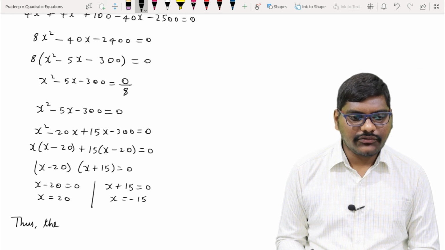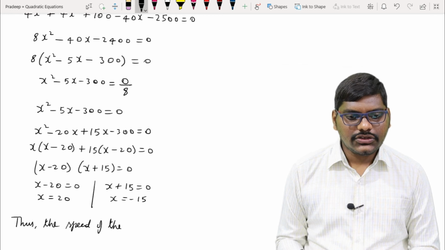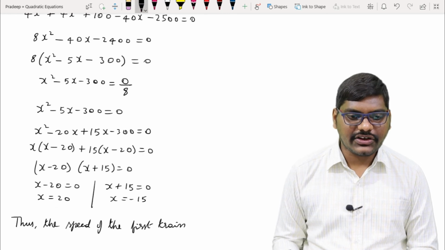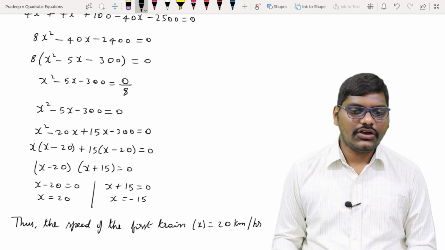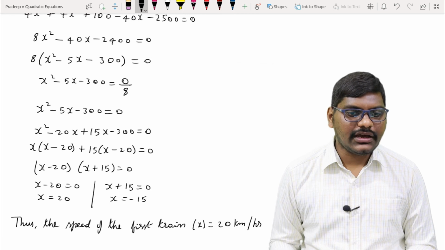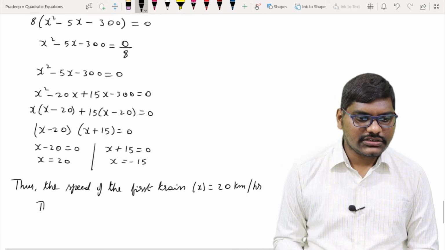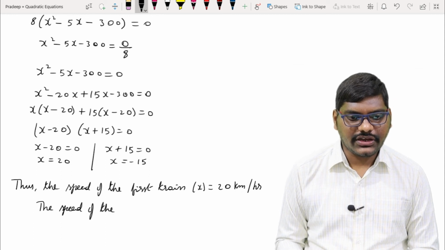Thus, the speed of the first train: as we took the speed of the train as x, I can write the speed of the first train, that is x equal to 20 kilometer per hour. Okay, this is the first train speed. I will write for the second train speed also. So I can write here the speed of the second train.